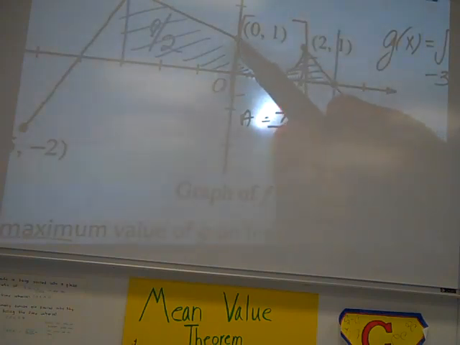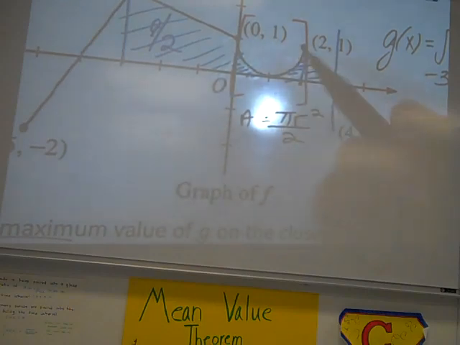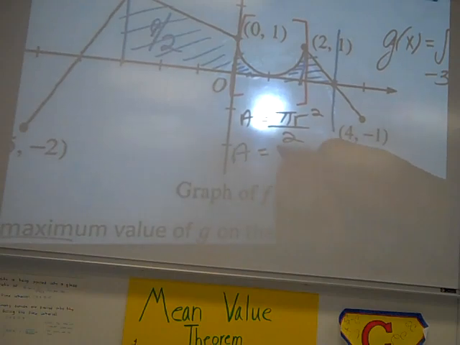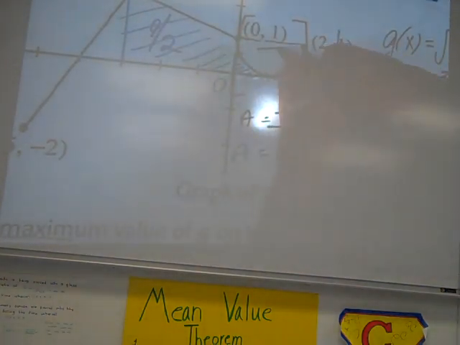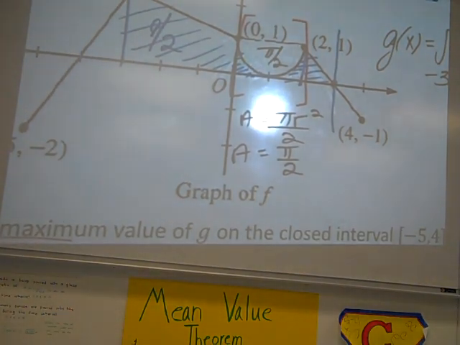Let's see, the semicircle starts, the diameter goes from (0, 1) to (2, 1). So the diameter is 2, the radius is 1. So the area of my semicircle is pi times 1 squared over 2, which is pi over 2. That represents the area inside the semicircle.